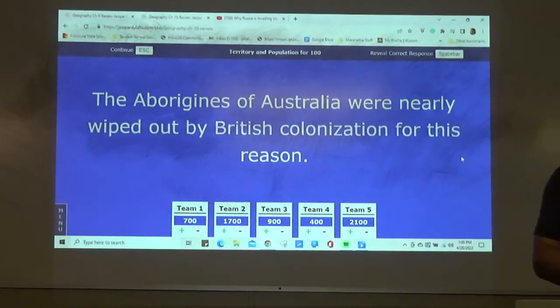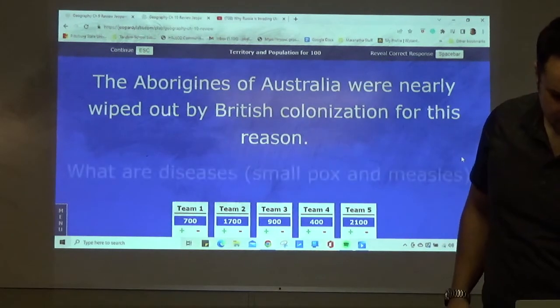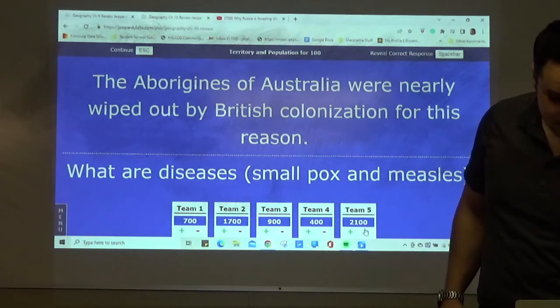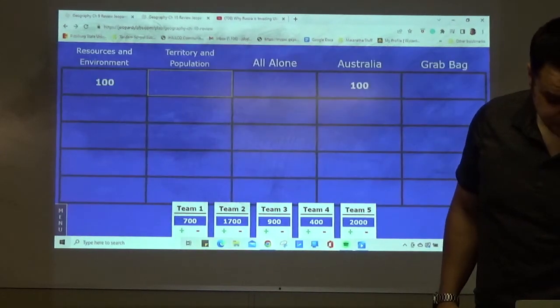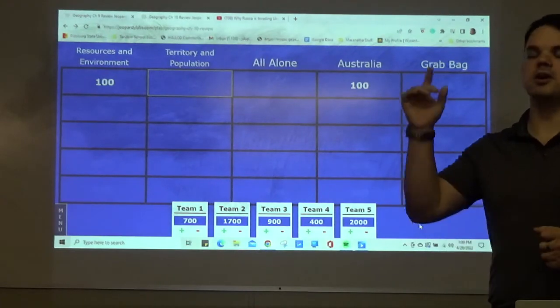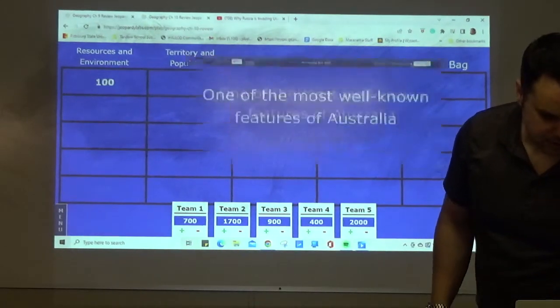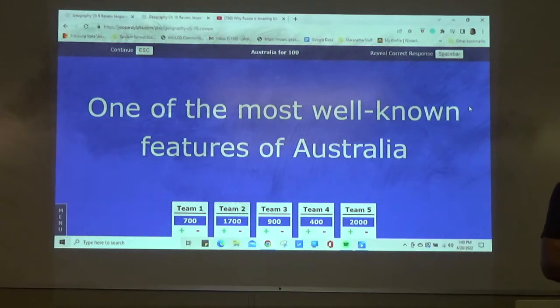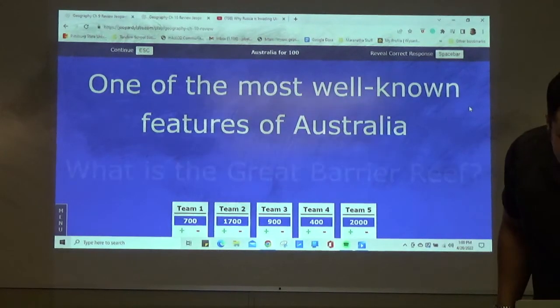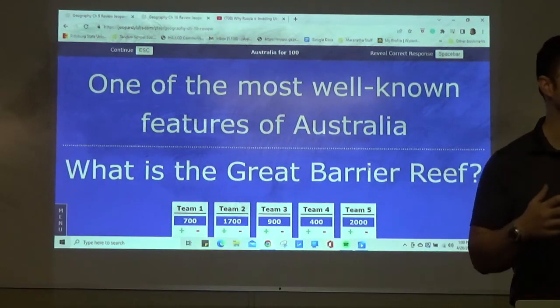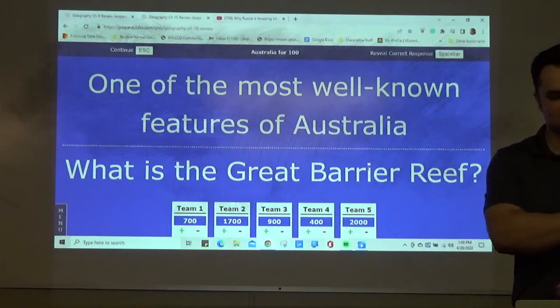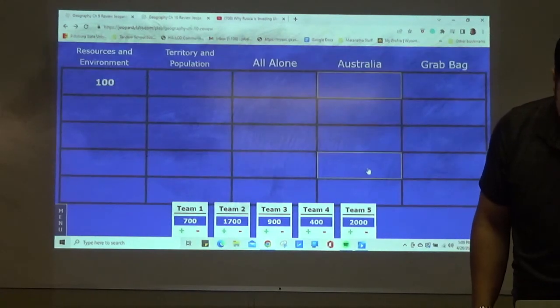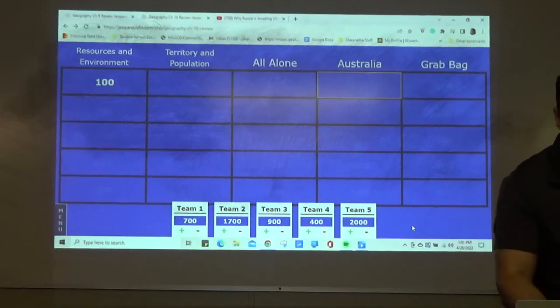Alrighty, the Aborigines of Australia were nearly wiped out by British colonization for this reason. Yes, Team 5. Smallpox and measles disease. Alright, let's go with Australia 100. One of the most well-known features of Australia. Yes. The Outback. The kangaroos. The Great Barrier Reef. I'm not going to take it away just because the Outback is a fair answer, but we were looking for the Great Barrier Reef on this one. I still like kangaroos.